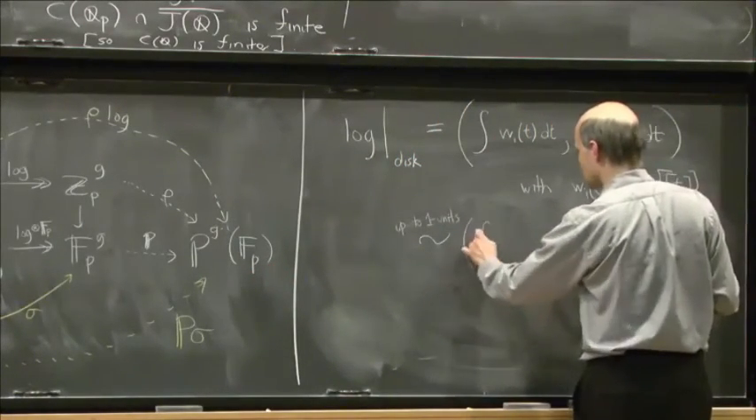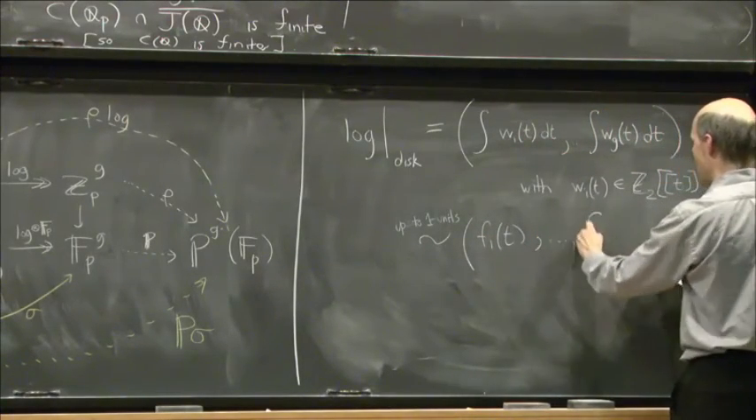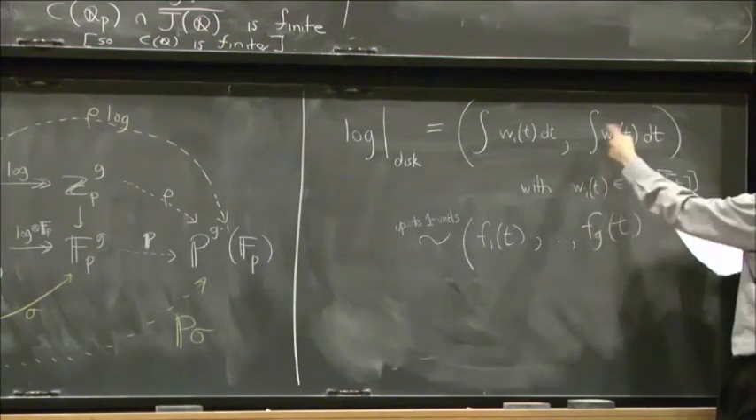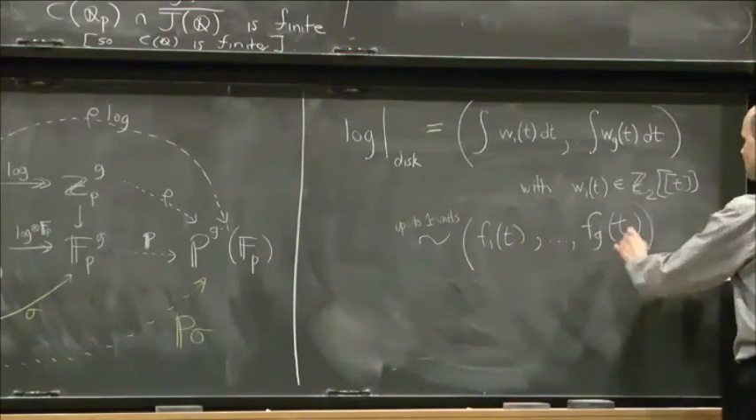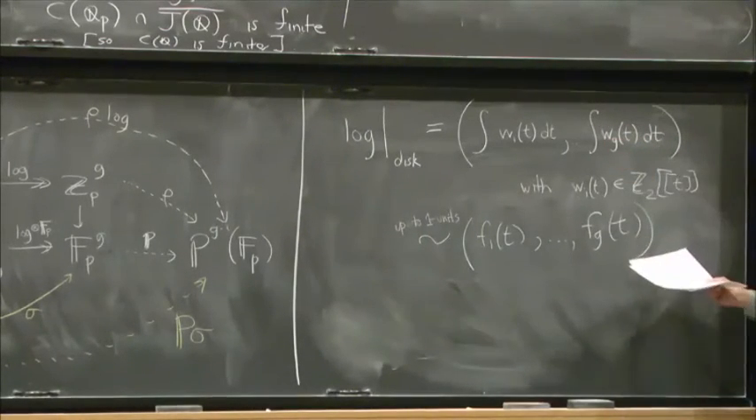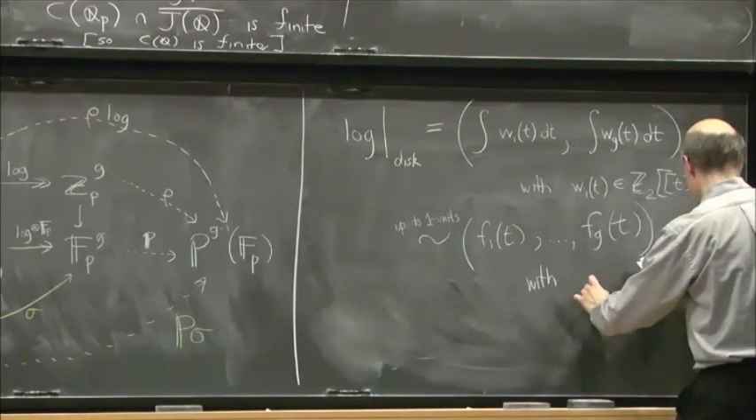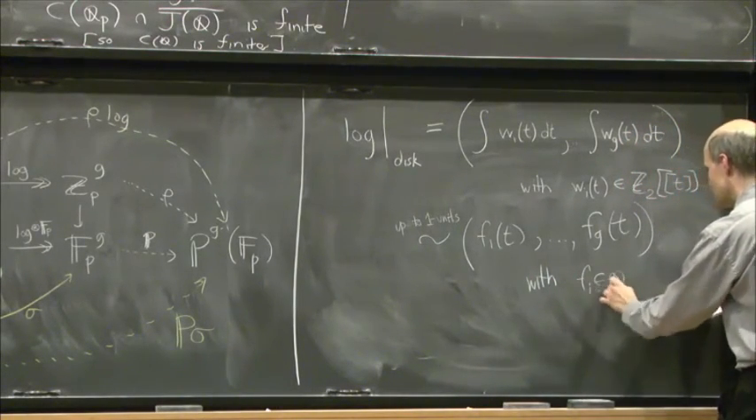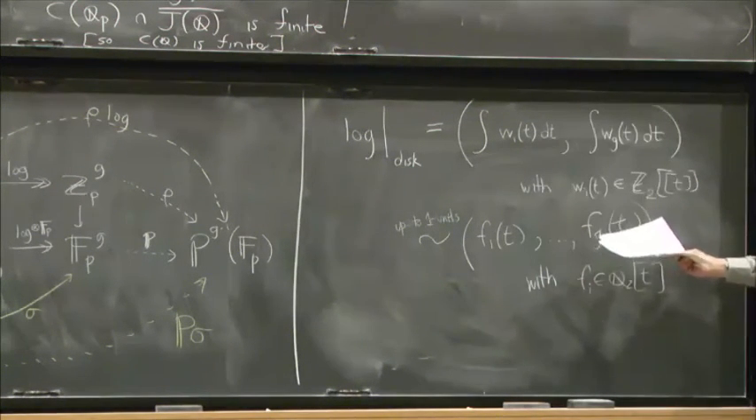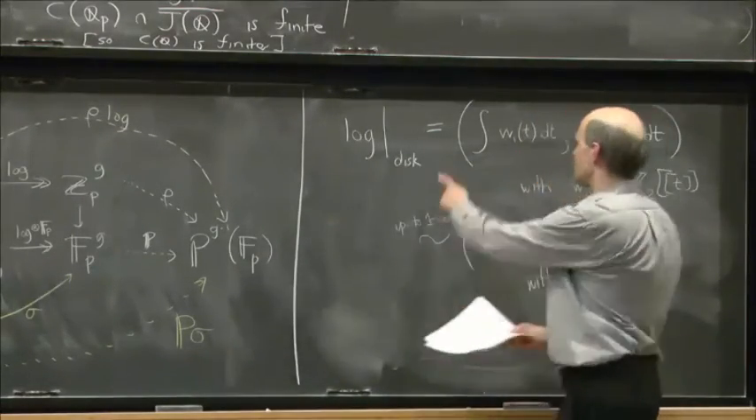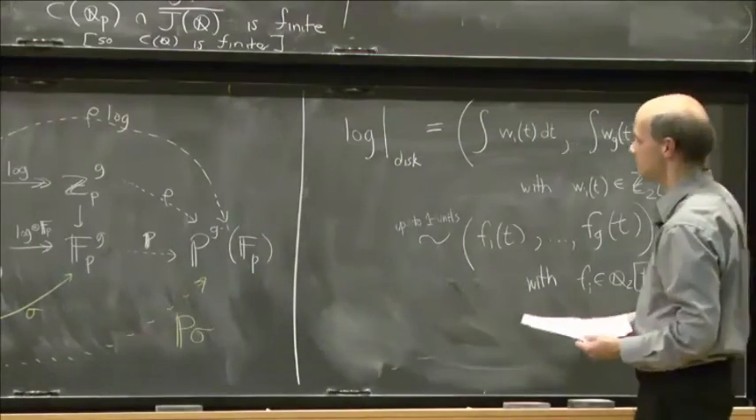And up to 1 units, you can replace the values of these by values of polynomials. Then, using the fact that these come from one forms, which have a limited number of zeros, bounded by 2g minus 2, you can argue that these are polynomials of bounded degree. So if all you care about is the image in here, you can replace these power series by polynomials.